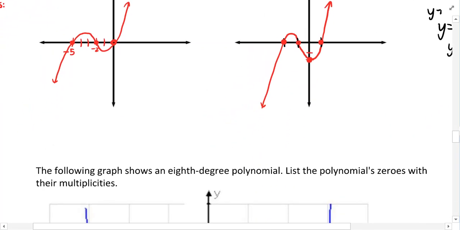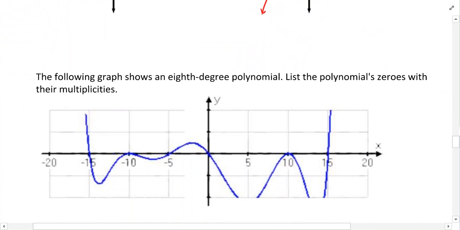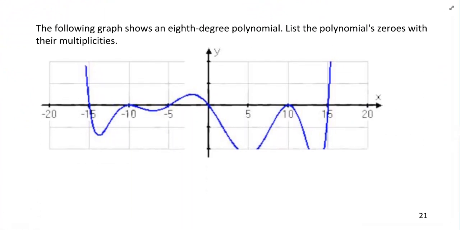All right. So the following graph shows an 8th degree polynomial. Remember, we only have fancy names up to 5. Past that, we just usually call them blank degree. List the polynomial zeros with their multiplicities. All right. So this is an odd multiplicity. This is definitely an even one. This is an odd. This is an odd. That's an even, and that's an odd.